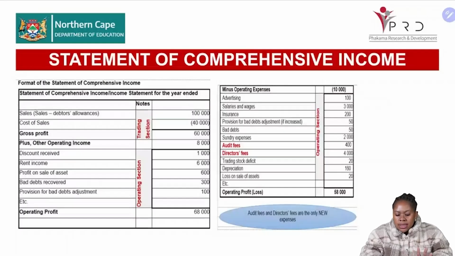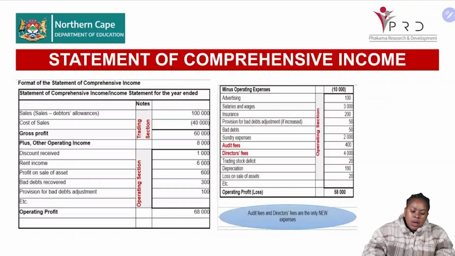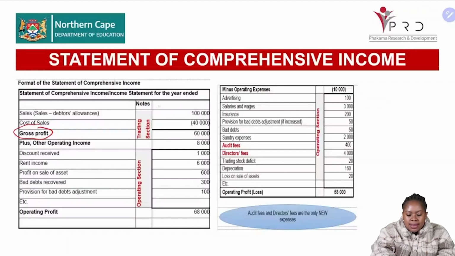Now, statement of comprehensive income, obviously at the top, we have our gross profit. How do we calculate gross profit? Sales less cost of sales. It's very important for you to know this because this is operational marks.